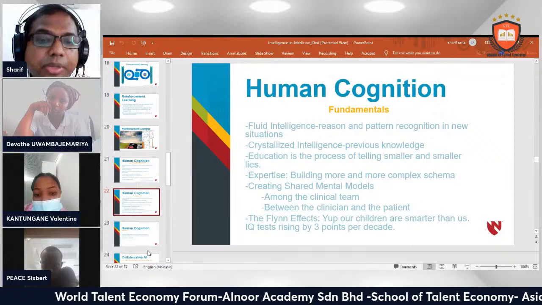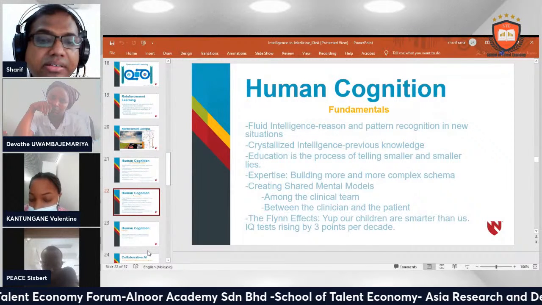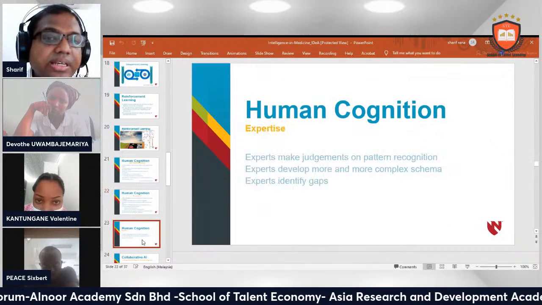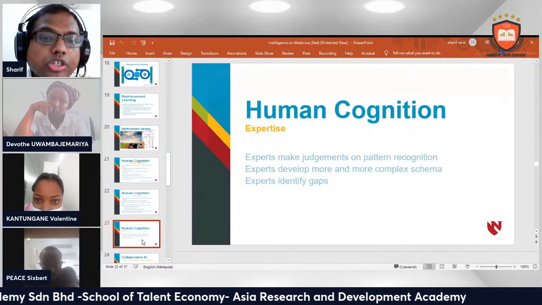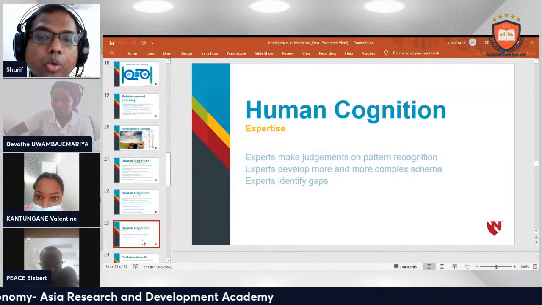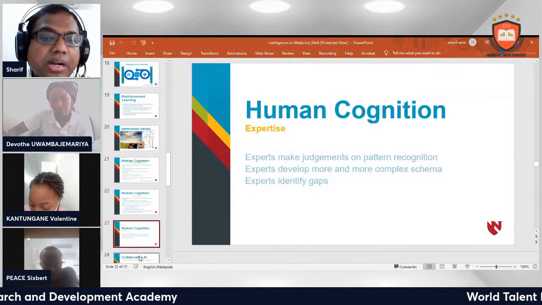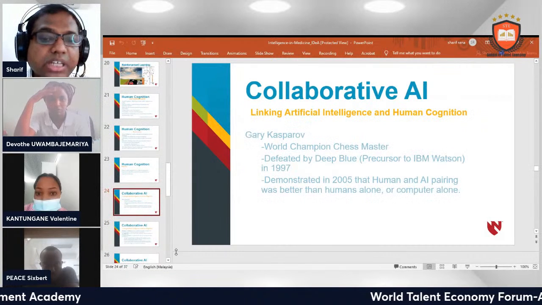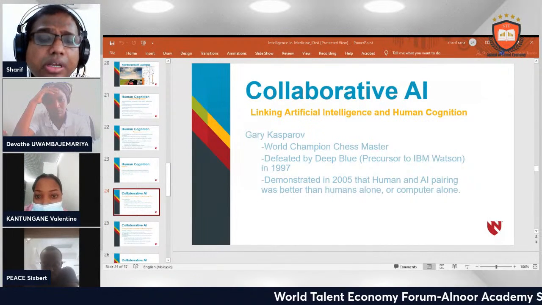Among clinical teams, between the clinicians and the patients, the shared effort and everything is important. Human cognition: experts make judgments based on pattern recognition, develop more and more complex schemas, and identify gaps. So this is very important, interesting learning.